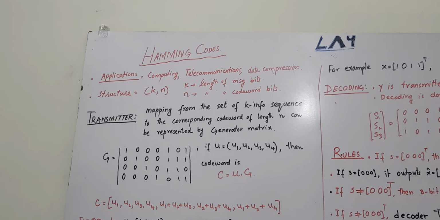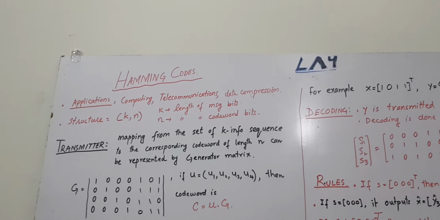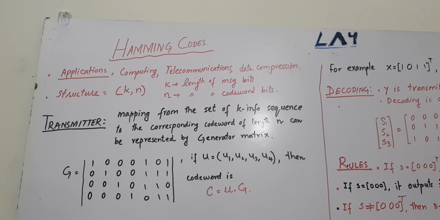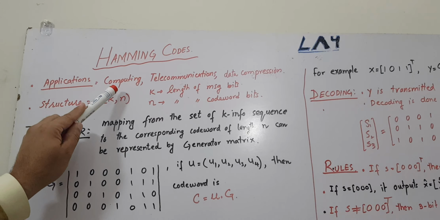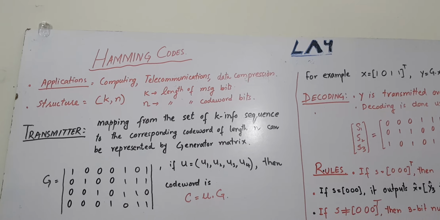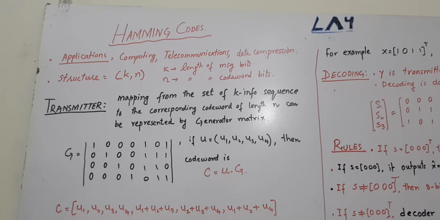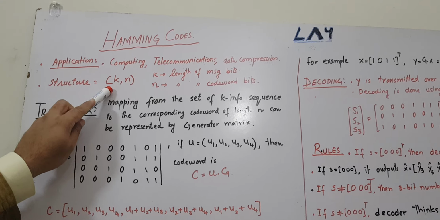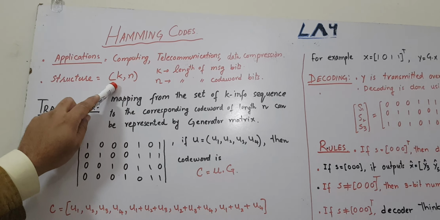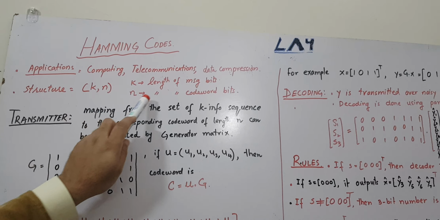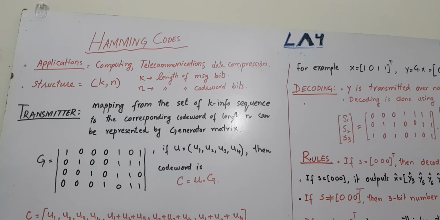So the first one is the Hamming codes. Hamming code is quite important, and it is used in many applications like computing, telecommunications, data compression, and even in block turbo codes. The structure of the Hamming code you can write like this: (n, k), where k is the length of the message bits and n is the length of the code word bits.